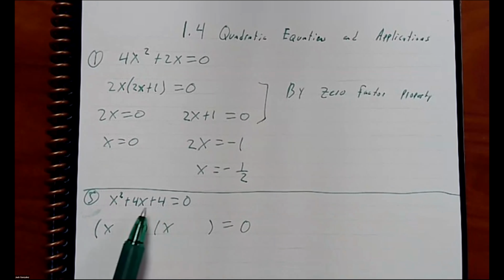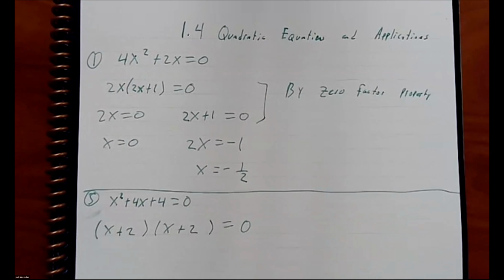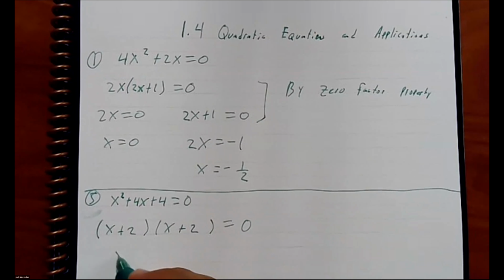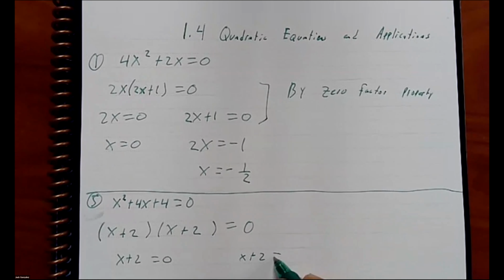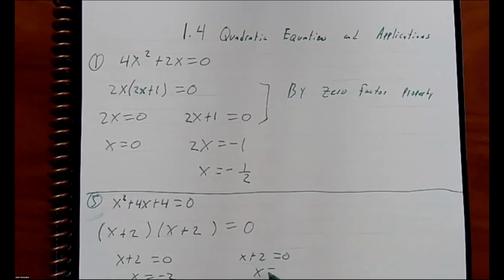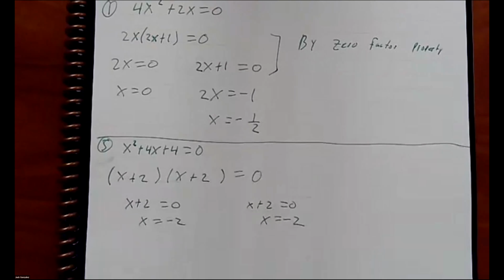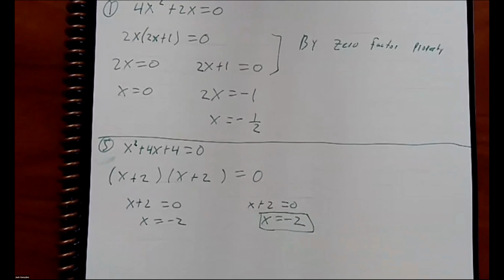Factors of 4 that add up to 4 is only 1, right? That means that X plus 2 is equal to 0. So same thing. So you only put one answer. Don't put both.